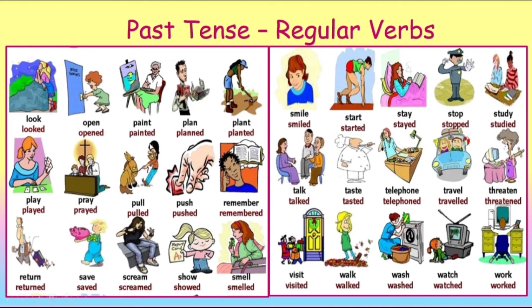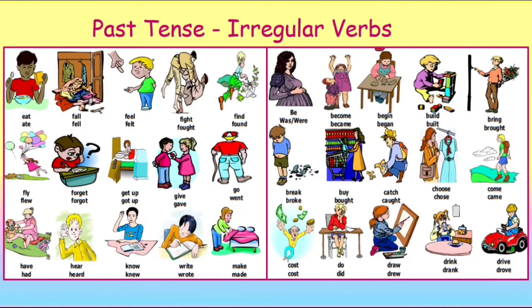Looked, opened, painted, planned, planted, remembered, pushed, pulled, prayed, played, returned, saved, screamed, showed, smelled, and there are many others on the other side. So for some words we have added ed and for some we've just added d. So these are called regular verbs.